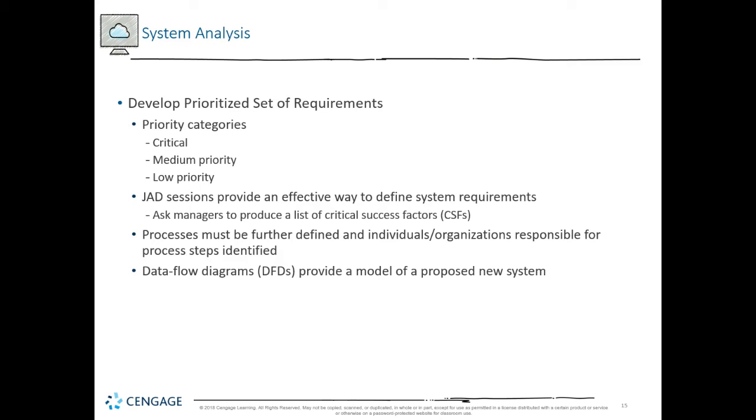Systems analysis. Develop prioritized set of requirements. Priority categories: critical, medium priority, low priority. JAD sessions provide an effective way to determine systems requirements. Ask managers to produce a list of critical success factors, CSFs.